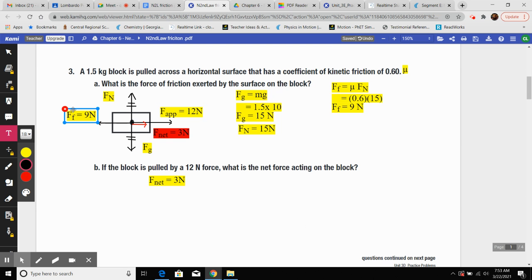How do we know? Well, you have two vectors, opposite directions. What do we do with them? We subtract. So you have 12 to the right. You have 3 to the left. So our net force would be 3 newtons to the right.